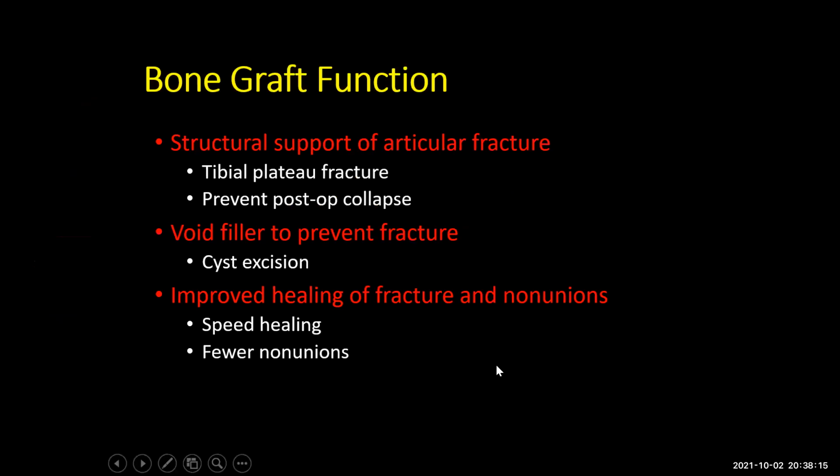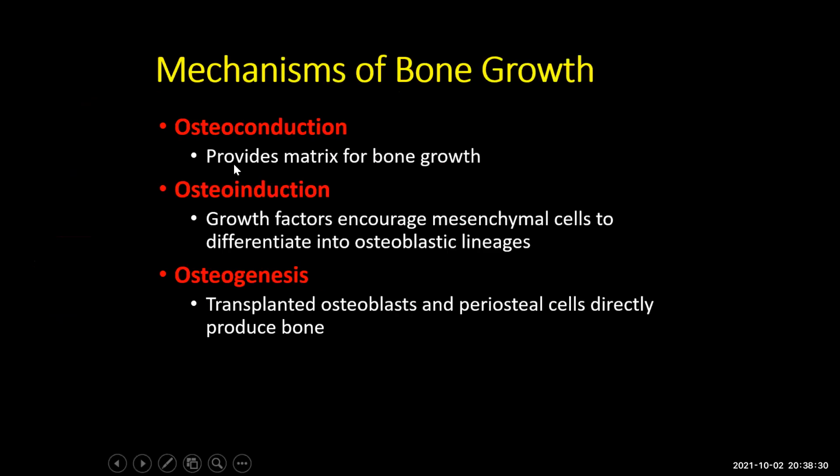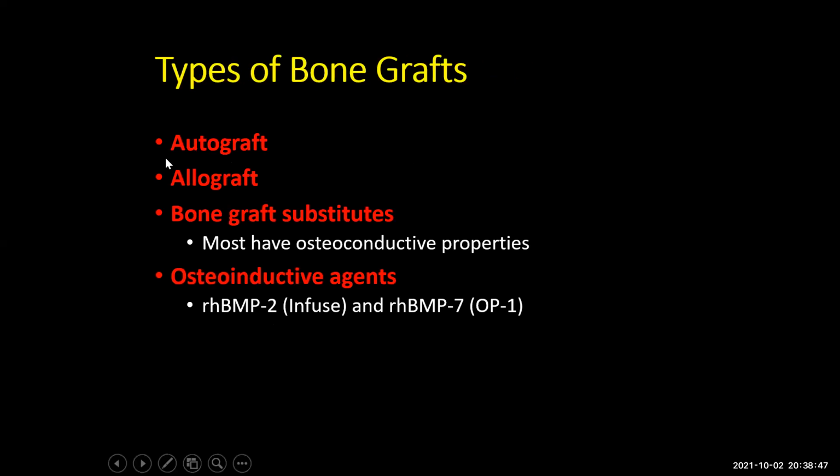Bone grafts provide structural support for articular fractures like tibial plateau, preventing post-op collapse. They act as a void filler to prevent fracture after cyst excision, and improve healing of fracture non-unions. The mechanism of bone growth is either osteoconduction, that is, they provide a matrix for bone growth, or osteoinduction, where growth factors encourage mesenchymal cells to differentiate into osteoblasts, or osteogenesis, where transplanted osteoblasts and periosteal cells produce bone. The types of bone graft, autograft and allograft, we have discussed. Bone graft substitutes mainly have osteoconductive properties and osteoinductive agents like BMP-2 and 7.